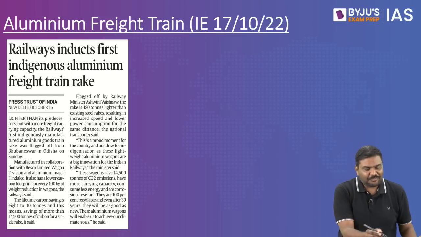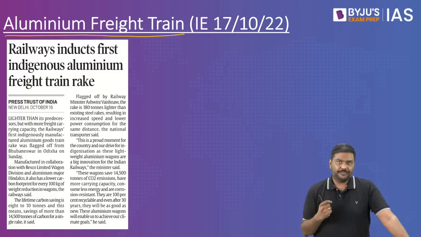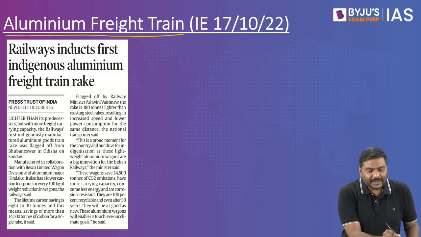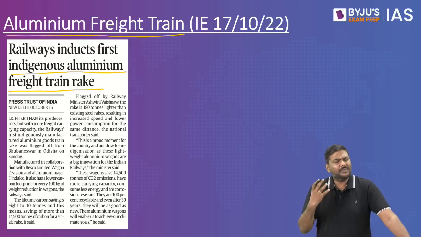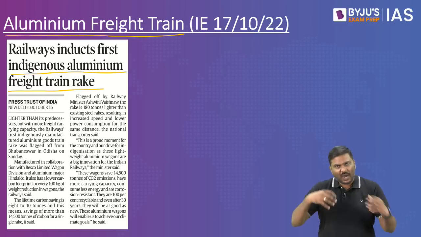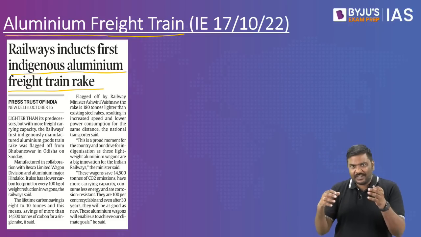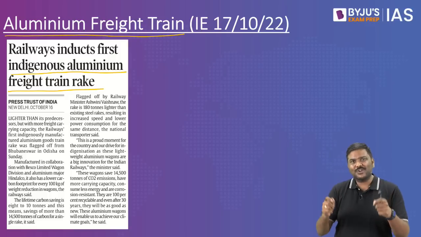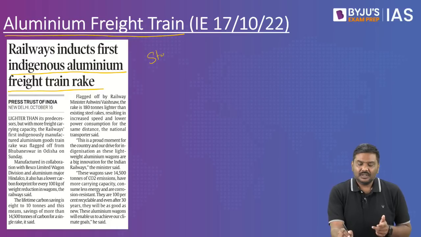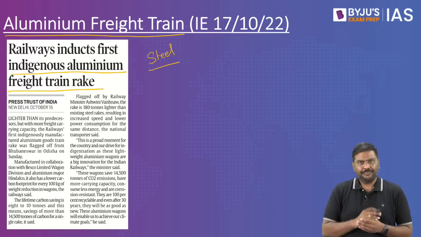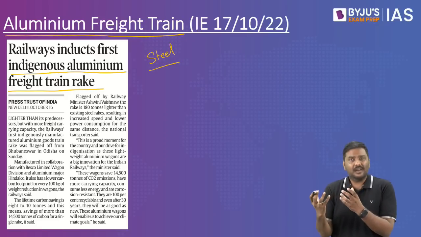Next, another very important article: the Government of India for the first time has flagged or inducted the indigenously developed aluminium freight train rakes. What do you mean by this? Simple. You have traveled in the railways. I have traveled in the railway. And whenever we travel in the railway, generally the bogies or these railways are constructed using iron and steel.